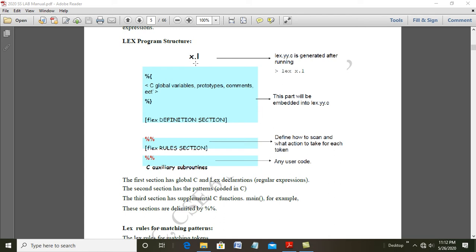So as you can see, x.l means it is a Lex file. The first part specifies your complete declaration section: what variables are required, the assignment statements, everything. This is followed by your rule section. The second section is your rule section: what pattern is to be matched and what action is to be carried out. That plays an important role in the Lex program. And then finally the main method, or any user code in the form of auxiliary subroutines, is handled. And this gives you a simplified Lex program structure for the system software and operating system lab, right?